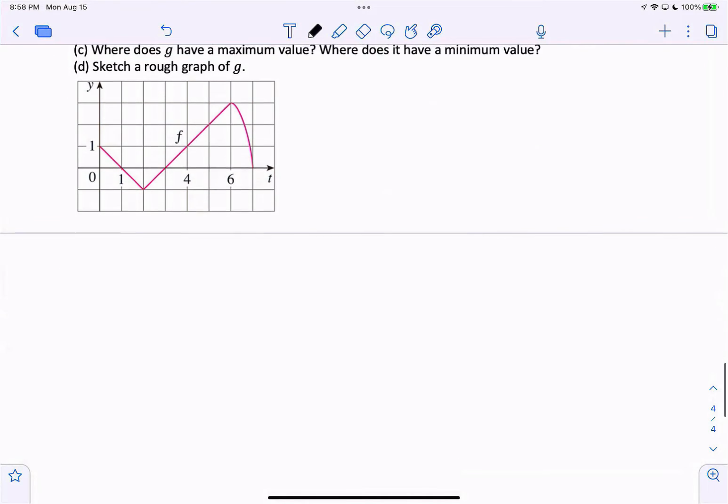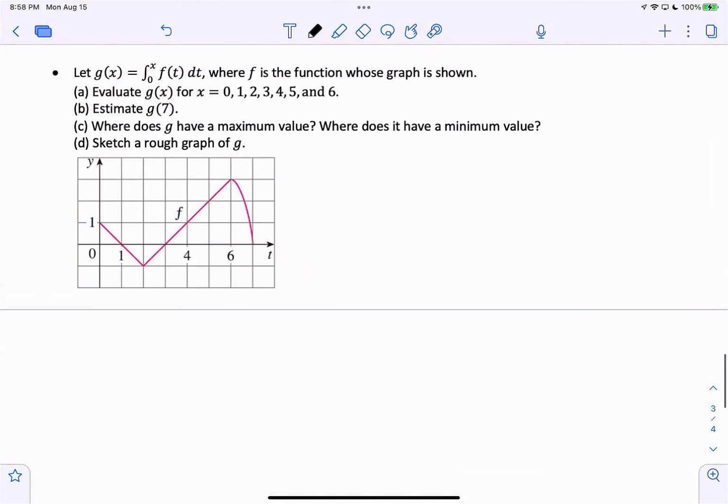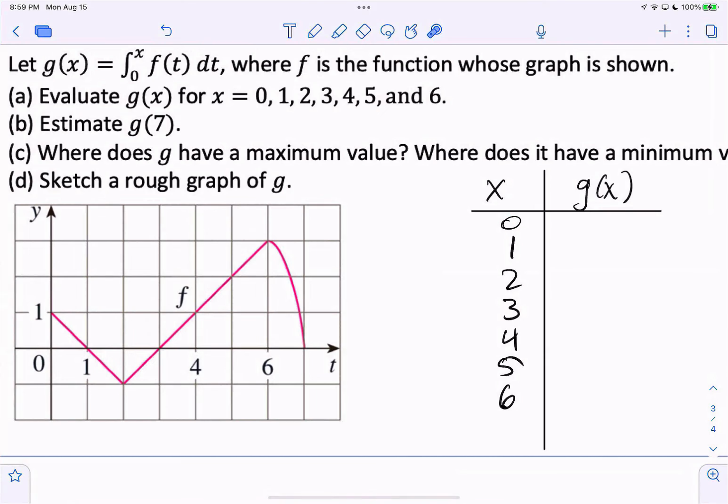So what I'm going to do is set up a table of values. When x is 0, we have the integral from 0 to 0, and the integral of anything from 0 to 0 is going to be 0. The integral from 0 to 1 is this much. We go from the point 0, 1 to the point 1, 0 linearly. This is half of a square that has a size of 1, so the answer is 1/2.